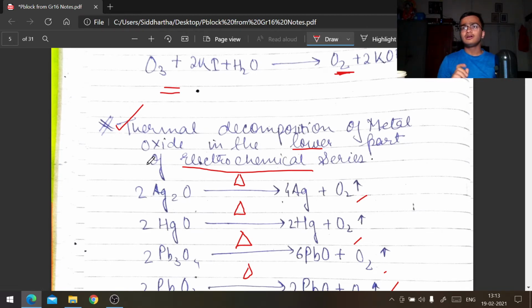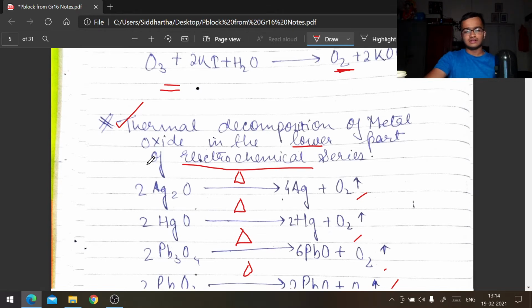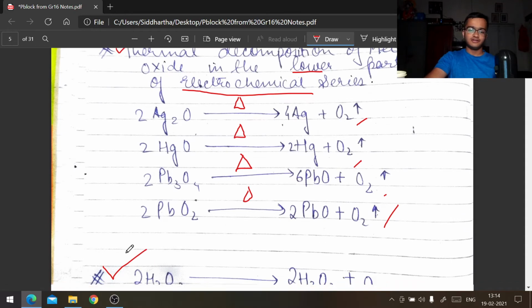Now thermal decomposition of the metal oxides in the lower portion of the electrochemical series also yields oxygen. Like if we take Ag2O, which is silver oxide, and we thermally decompose it, or give heat to it, it will give 2Ag plus O2. Similarly, if we take mercuric oxide, it will give Hg plus O2, and similarly for lead, the reaction is given here.